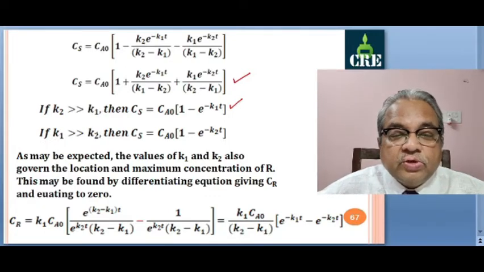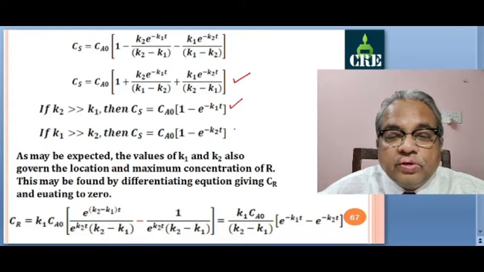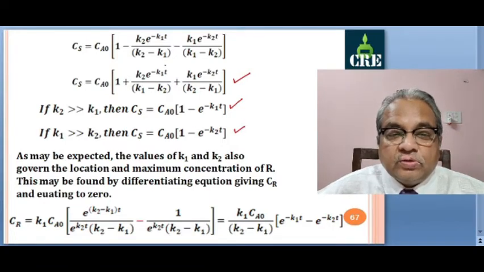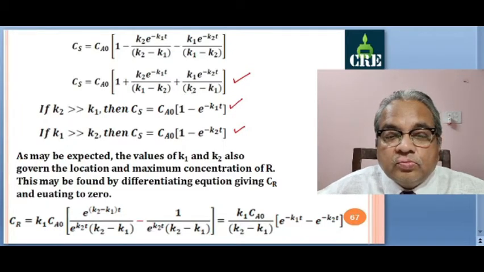If K1 is much greater than K2, then CA0 into 1 minus e raised to minus K2t, with the same logic, because if this is very high, this term goes. K1 is high, so K2 is very small, negligible as compared to K1. So we have K1 cancels out and the minus sign.